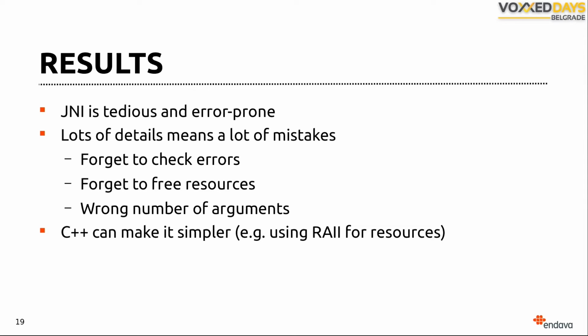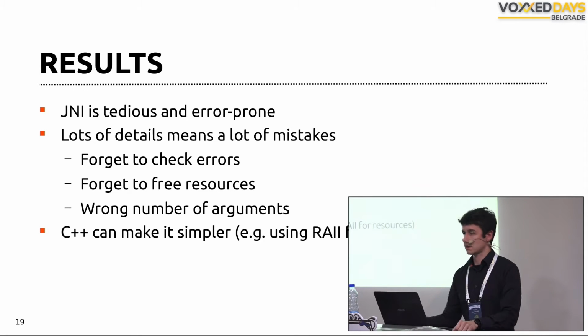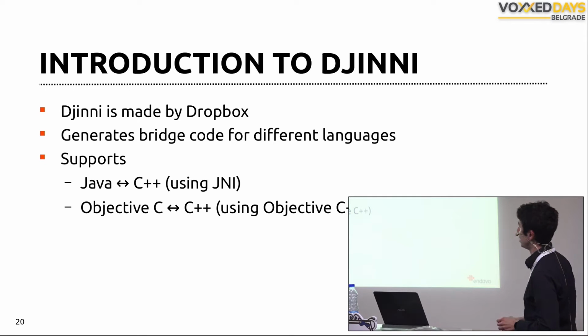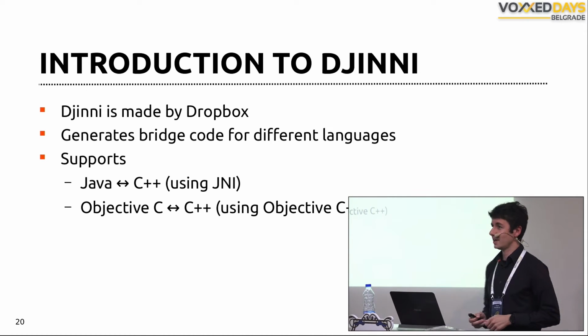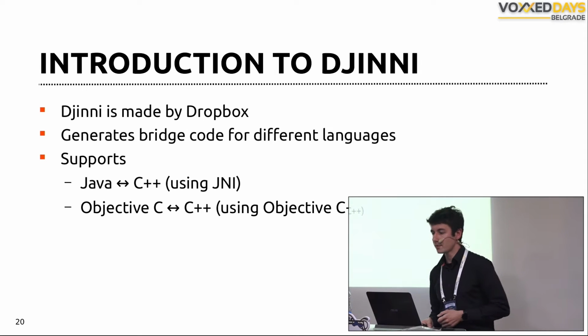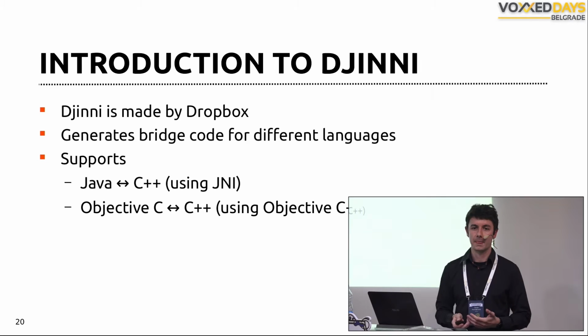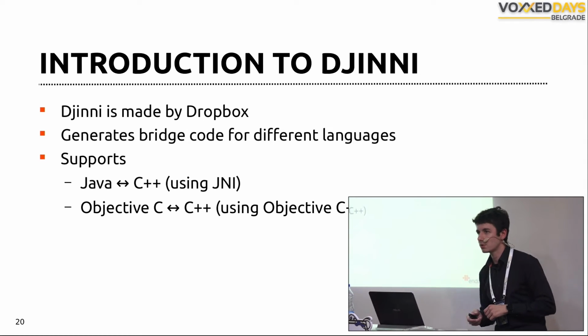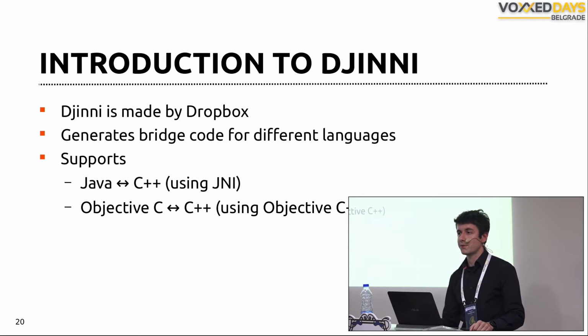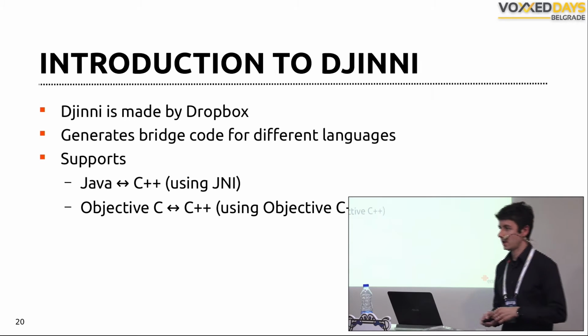So because we want to avoid that, we want to use something much smarter in order to generate this code for us. So that's why today I'm introducing DJINNI. Yeah, I think it's pronounced DJINNI. DJINNI is made by Dropbox, and it's a library that generates the appropriate language bridge for you. So, for example, if you want to cross boundaries between Java and C++, then you don't have to worry about this code that I showed before with JNI. You can use DJINNI in such places, so that you can focus on your real logic.